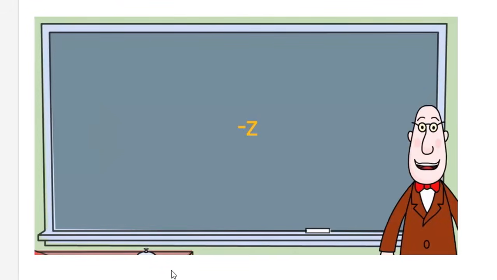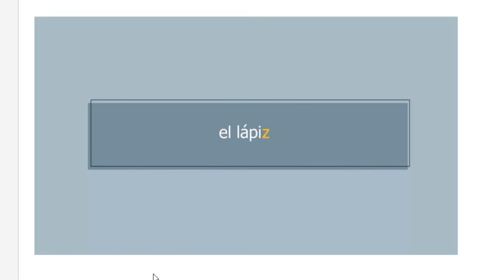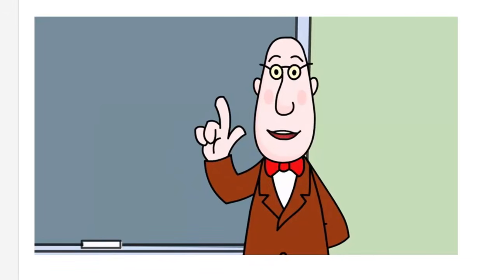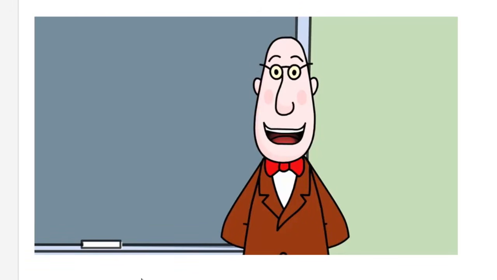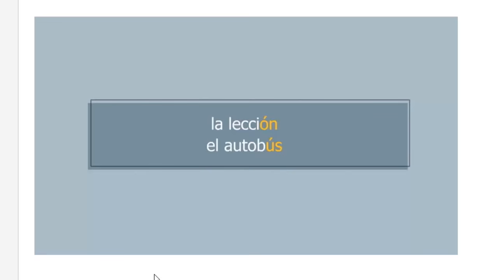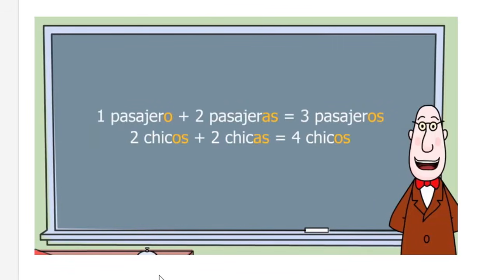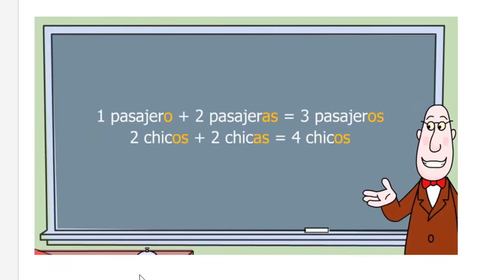For nouns that end in Z, change the Z to C, then add ES. El lápiz, los lápices. Pero atención! In general, when a singular noun has an accent mark on the last syllable, the accent is dropped from the plural form. La lección, las lecciones, el autobús, los autobuses. Use the masculine plural form to refer to a group that includes both males and females.